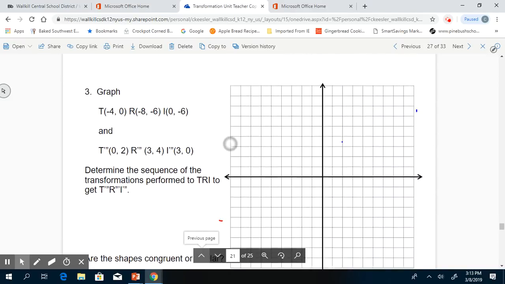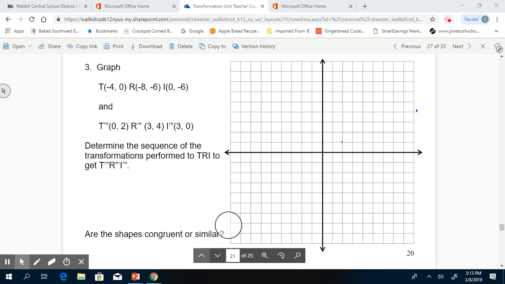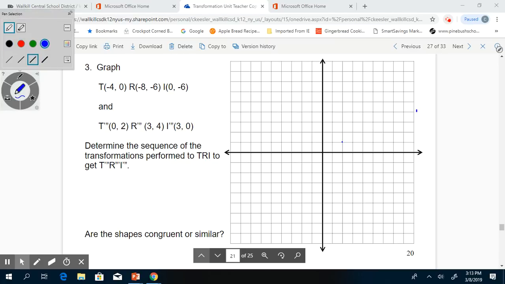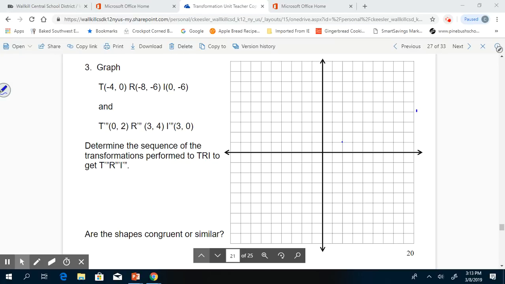Because now notice we have 3 primes. So 3 things have happened, not just 2 things. So let's go ahead and start by graphing TRI. T is -4, 0. So we start at -4, or we go left 4 and stay at 0. R is -8, -6. So we go left 8 and down 6. And I is 0, -6, so we stay at 0 and go down 6.